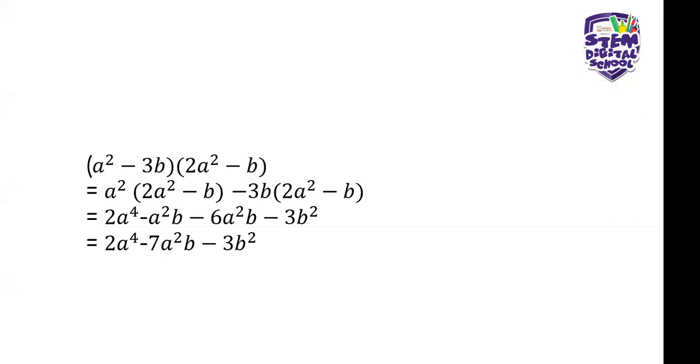So the last point will be to just collect the like terms, and then negative a squared b and negative 6a squared b. Remember, negative plus negative will give you negative. So if you have negative 1 and then you add another negative 1 there, then you are left with negative 2. So even in this case, it's the same. We have negative a squared b minus 6a squared b. That will be negative 7a squared b. So that will be our middle term.